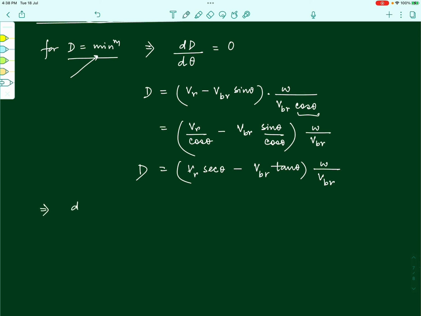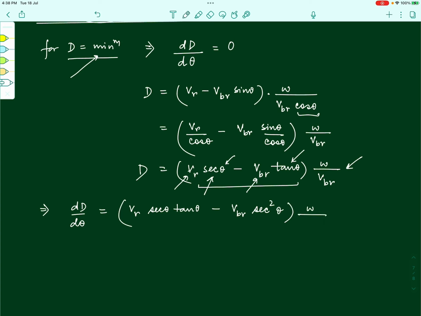So, this implies d of capital D by d theta is equal to, we are differentiating this particular function. Do you see, outside these are constants, so we will keep them as they are, and we will differentiate this function where VR and VBR are also constants. It is only theta which is the variable, right. So, VR remains as it is. The differentiation of sec theta will be sec theta tan theta, right, minus VBR, the differentiation of tan theta will be sec squared theta, and the constants remain as they are.